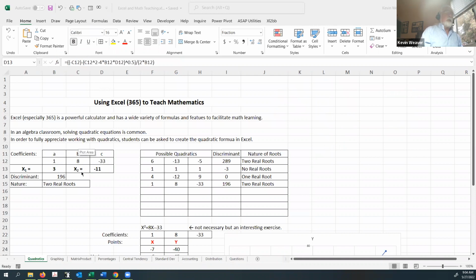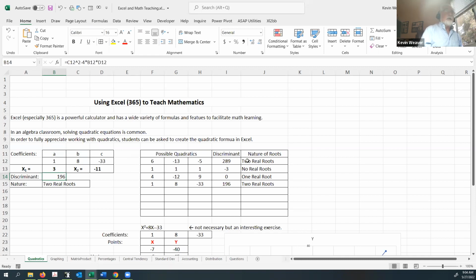The other thing that I then make sure they know how to do is to find the discriminant. So I have them program b squared minus 4ac. In this particular quadratic, which is x squared plus 8x minus 33, the discriminant is 196.